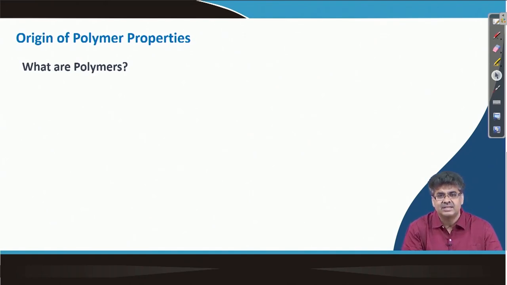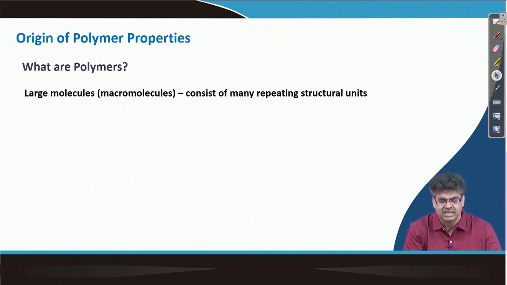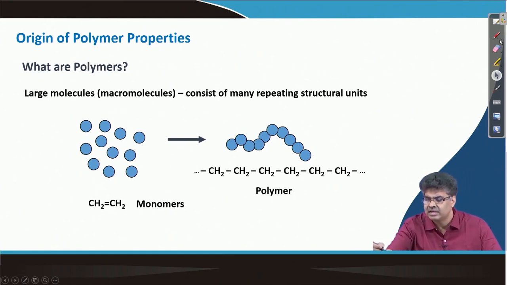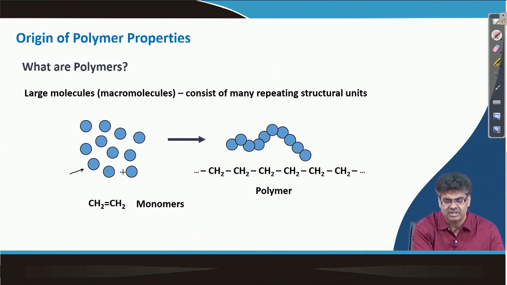So what is the origin of the good properties of polymers? For that, let us briefly see what polymers are. I have not discussed what polymers are yet, but just briefly, polymers are large molecules, or in short we call them macromolecules, which consist of many repeating structural units. Pictorially, you have small repeat units which are shown here, and they get linked with each other to produce a polymer of large molecular weight.